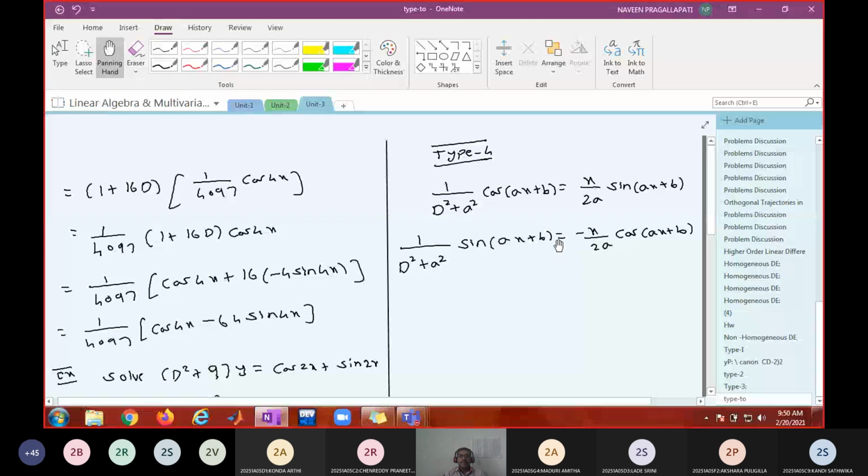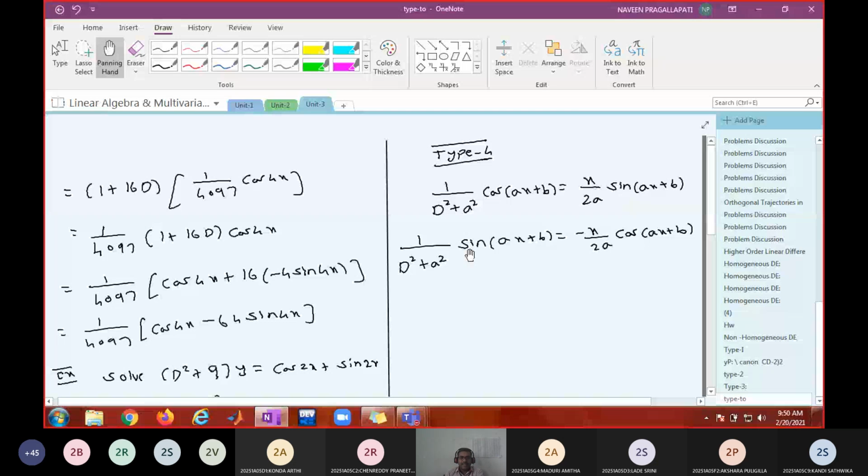How do you remember this minus sign? Just like integration of cos is sin, integration of sin is minus cos. Is it okay? Yes.